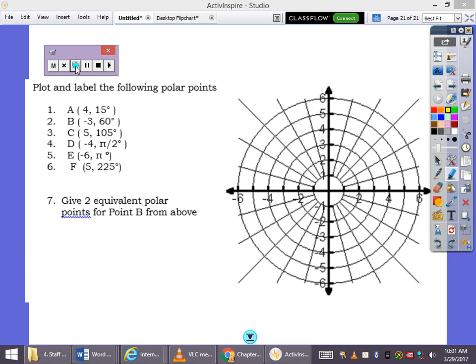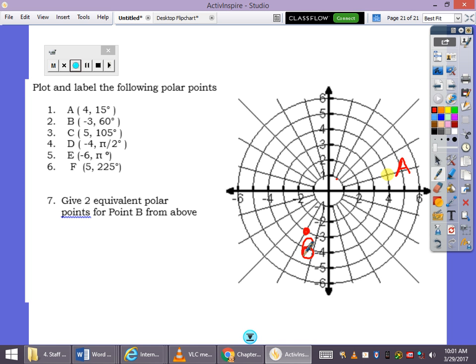15. This is the 15 line. I'm going to walk forward. This is letter A. Okay? 60. This is the 60 line right here. But I'm not going to look at 60. I'm going to look away, and I'm going to go away 3. So this is letter B.